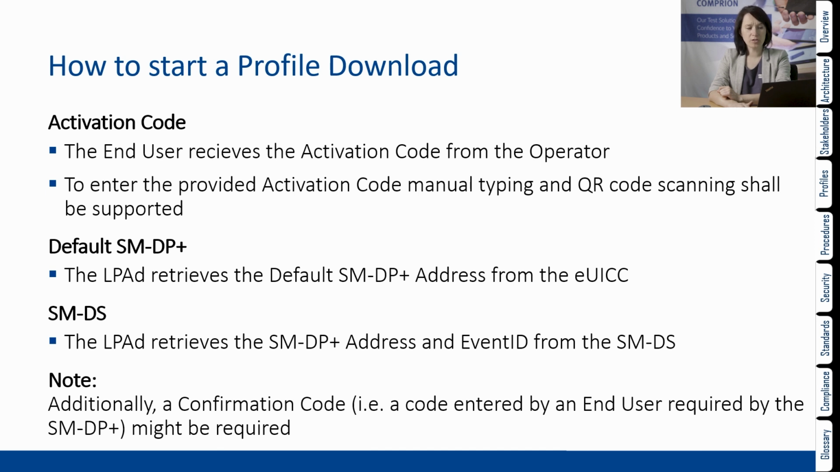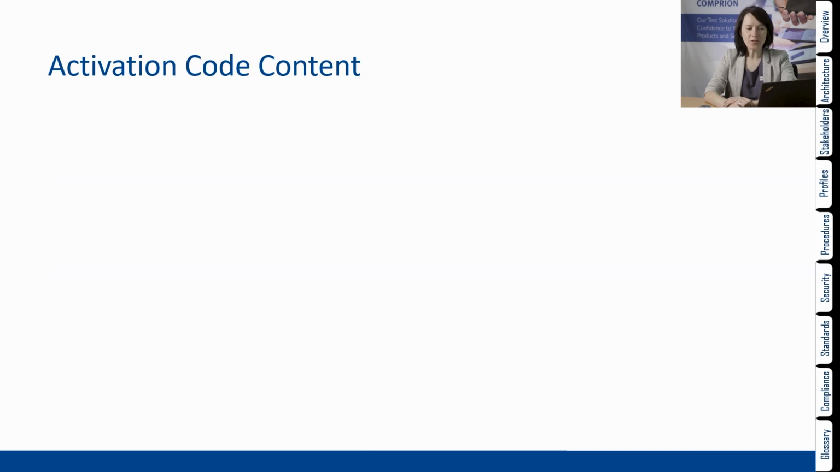And as already mentioned, the confirmation code can be used. This is a specific code entered by the end user and required by the SM-DP+ depending on the settings of the operator. What is the content of the activation code? Let's take a look.